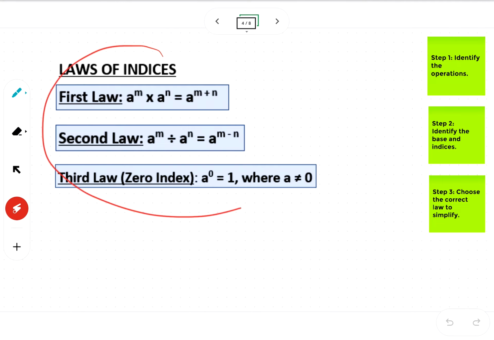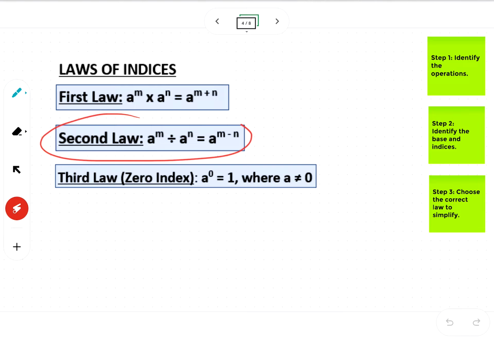These are the 3 laws that we will be using today. The first law is when it involves multiplication of the same base. So if you see something like this, a power m times a power n, the base is the same, a. So what we want to do with the indices is to just add, campur saja.